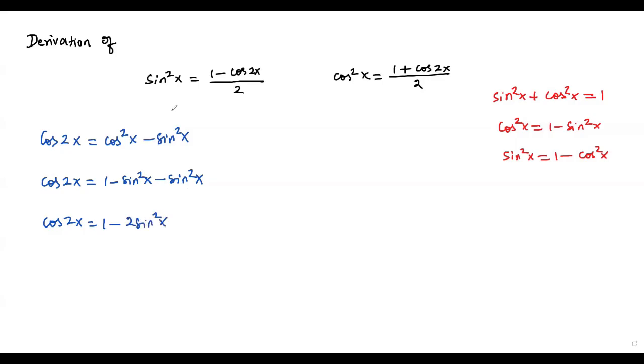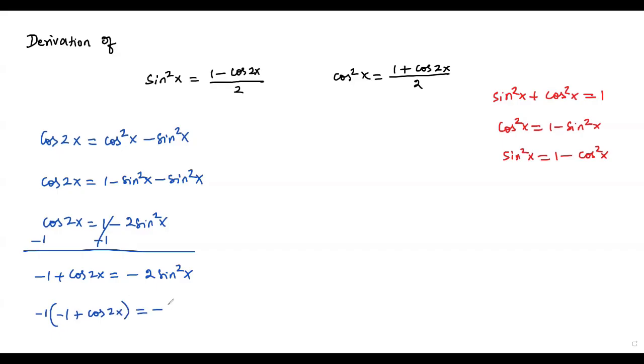Our aim is to solve for sine square x. So for that, we have to isolate sine square x on the right side. First I have to get rid of this 1, so I subtract 1 from both sides. When I do so, this positive and negative 1 will cancel out. I'm getting negative 1 positive cosine 2x equals negative 2 times sine square x. Now to get rid of the negative sign, I'm going to multiply both sides of this equation by negative 1. Negative 1 times negative 1 positive cosine 2x equals negative 1 times negative 2 sine square x.